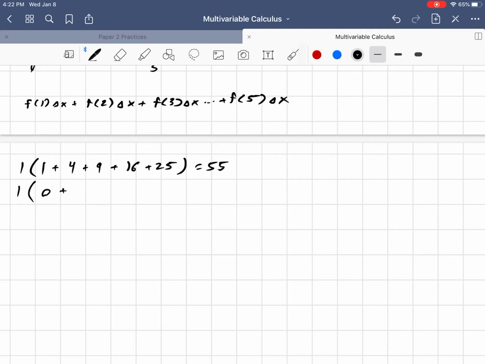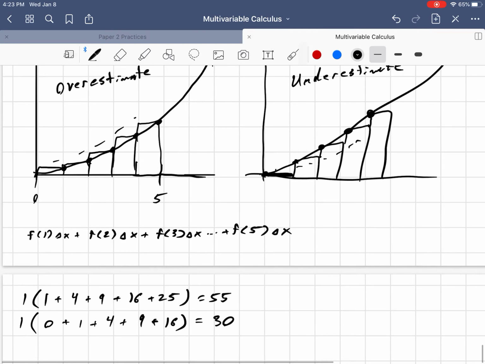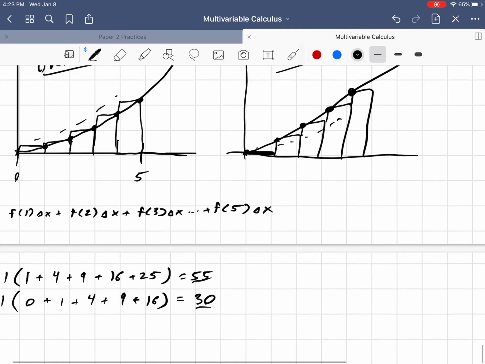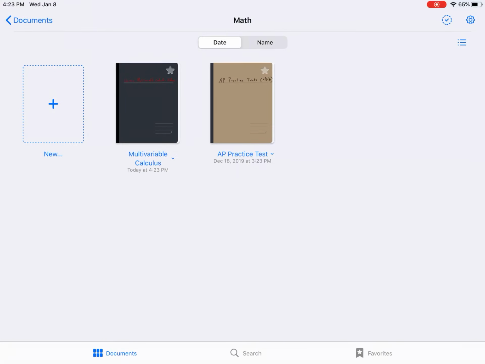Okay. F of 0 is 0 squared, which is 0. F of 1 is 1 squared, 1. 2 squared, 4. 3 squared, 9. 4 squared, 16. And we get the sum of those is going to be 30. So just as I said up here, this overestimates the true area. This underestimates the true area.